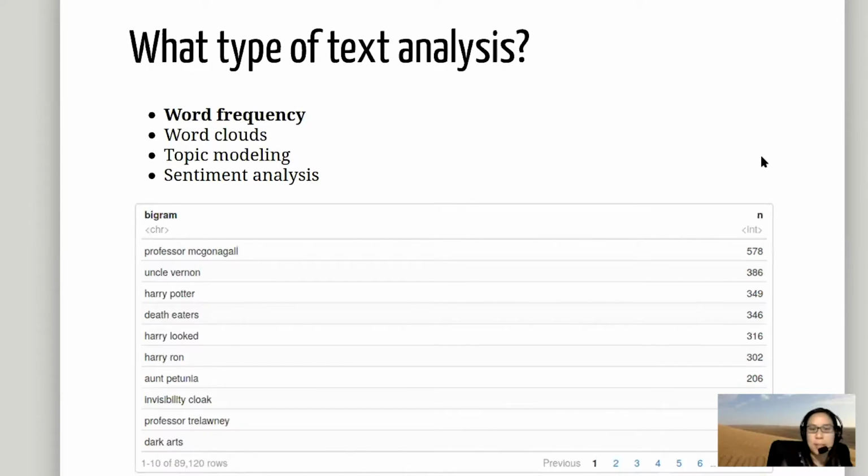So word frequency. Right here I show an example of a bigram frequency of Harry Potter and the Sorcerer's Stone. And bigrams are sets of two words together. So this is the frequency of how repetitive these two words are together in the text. These are the kinds of things that we can analyze with word frequency.